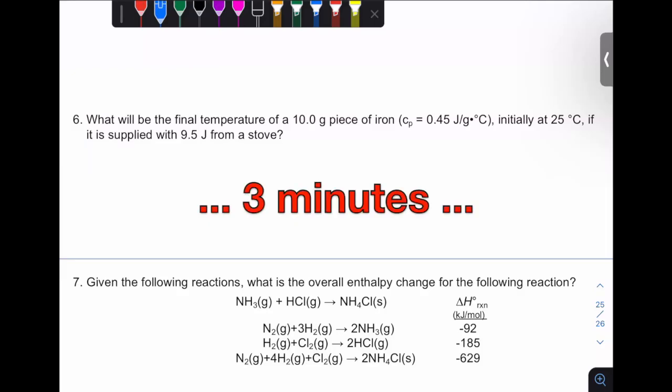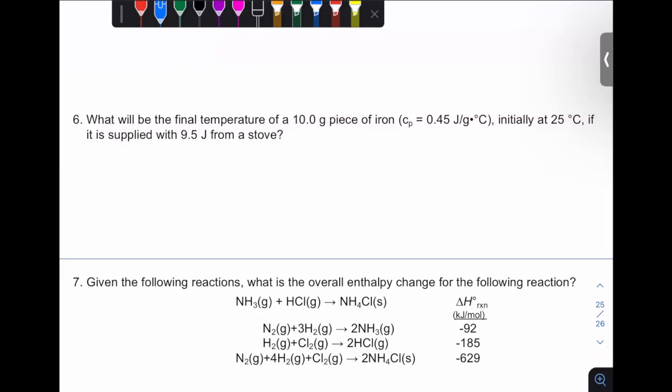Okay. Right. Let's show you how we get that. Q equals the mass times the specific heat capacity times the change in the temperature. So Q is equal to the mass times the specific heat capacity times the change in temperature. Now, do we have all this information? Let's see. So we've got the mass, that's 10 grams. We have the specific heat capacity, which is 0.45 joules per gram degree Celsius.